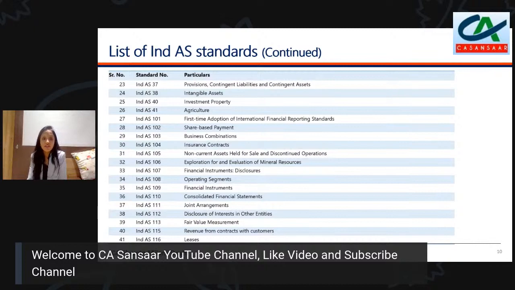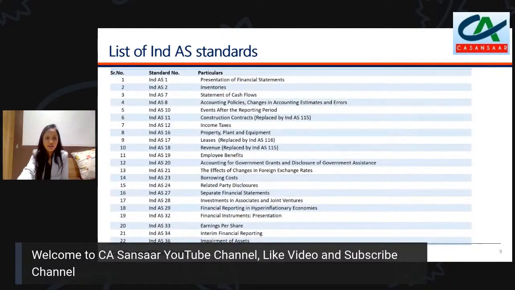For discontinued operations, you had a similar standard under AS, and even the guidance given under the standard is similar to what was there under the AS regime. Then you have the next standard, exploration for and evaluation of mineral resources. This is specific to oil and natural gas companies and mineral resources companies. In this standard, they show from which date you can start the capitalization of expenses and up to which date it has to be continued.